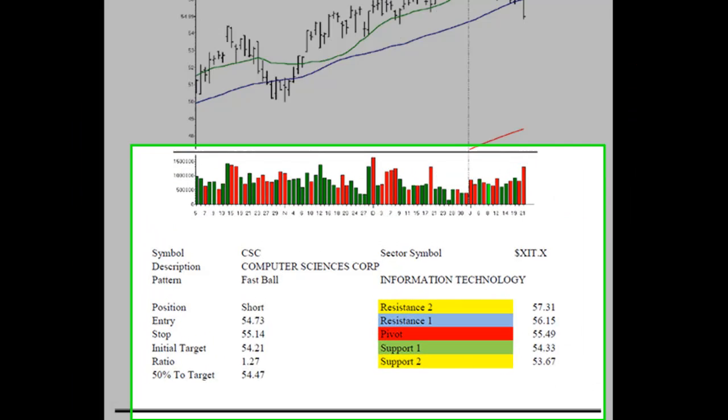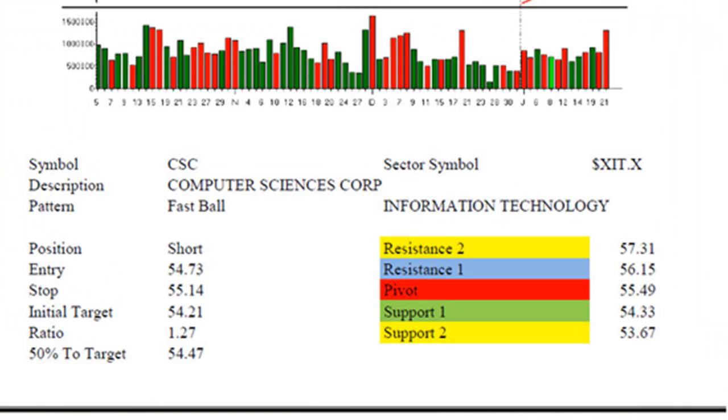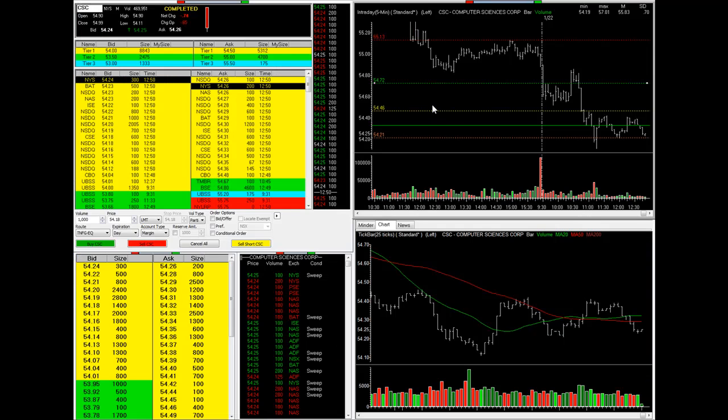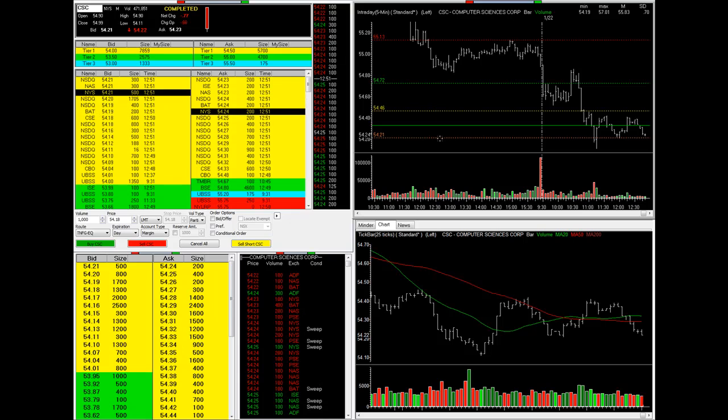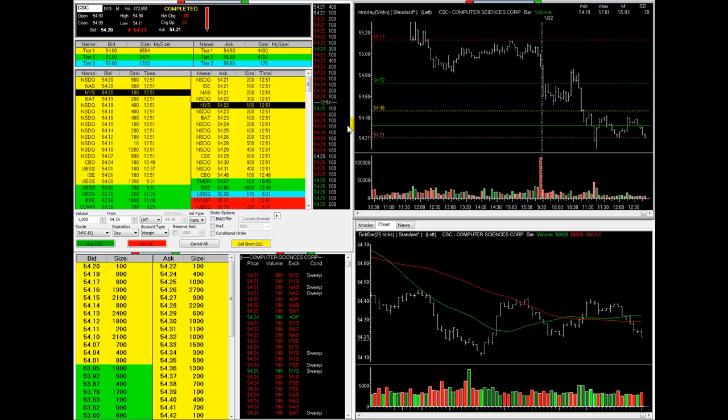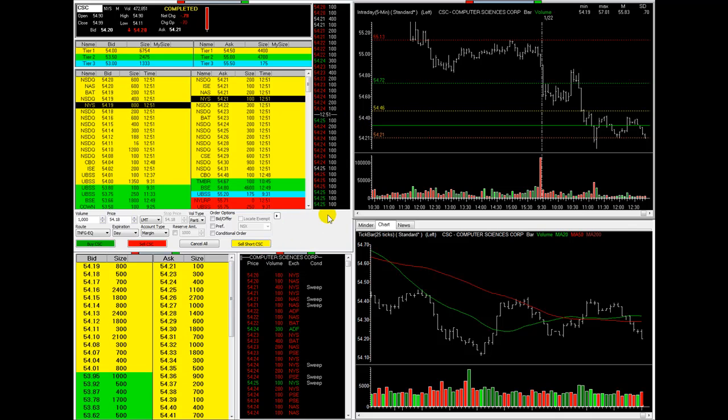We see here on the plan that the entry and the initial profit target, as well as a stop loss and 50% to target levels, are identified clearly. And then moving back to the chart, we see that these levels are identified once again here. So we've got the entry, the 50% to target level, and the initial target.